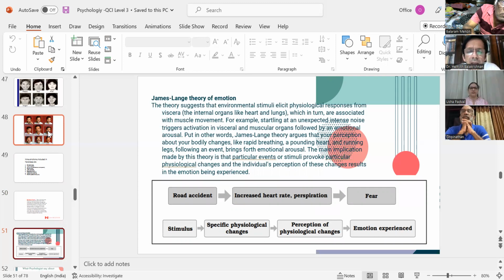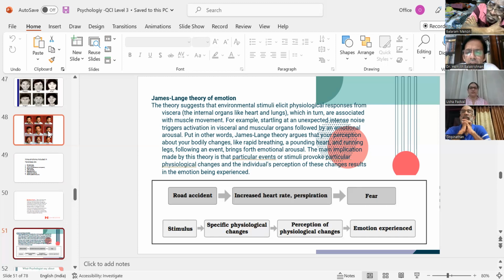This theory suggests that environmental stimuli elicit physiological responses from the viscera, the internal organs like the heart and the lungs, which in turn are associated with muscle movement. For example, startling at an unexpected intense noise triggers activation in visceral and muscular organs, followed by emotional arousal.